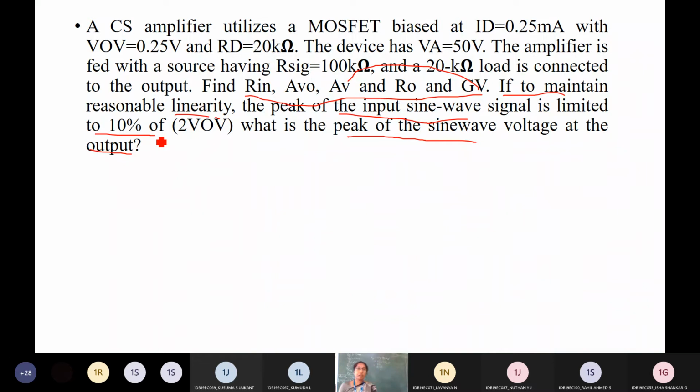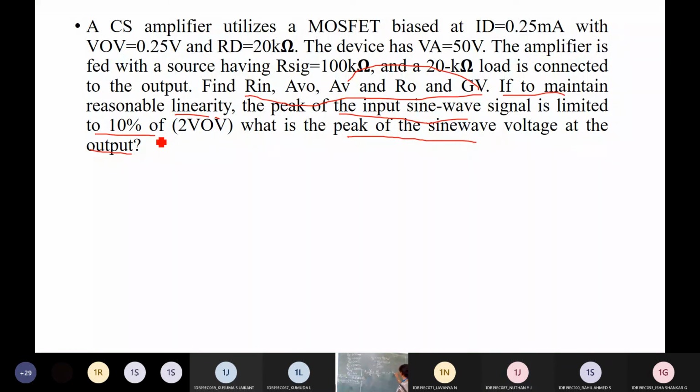Next, what are we supposed to find out? V0. So you all know that V0 by Vi is output by input, that is your voltage gain. So from this, what is V0? Just consider VGS and Av. Av into VGS.